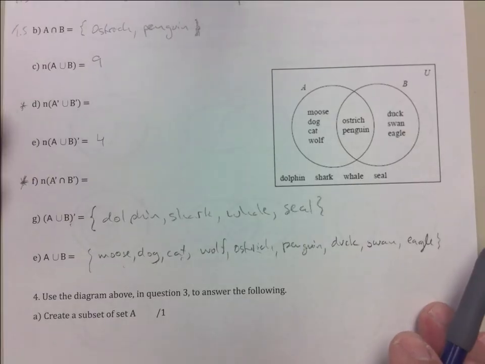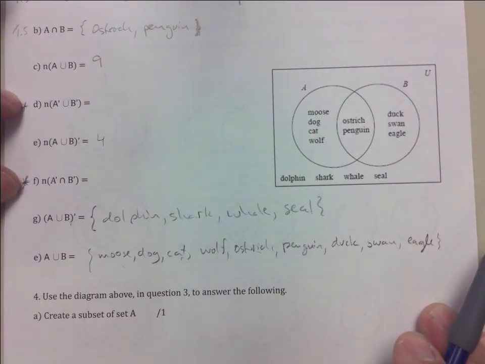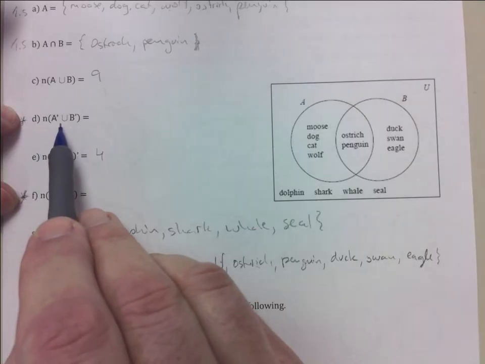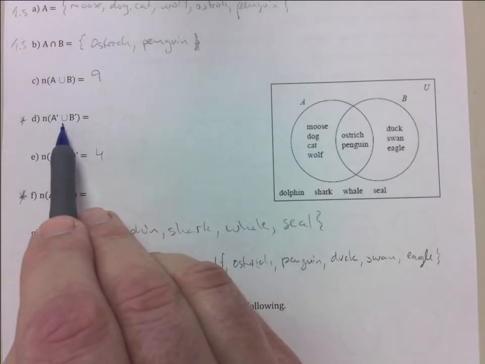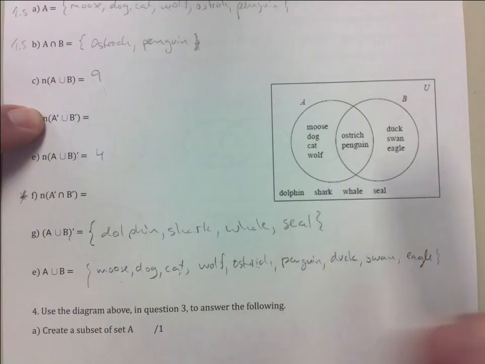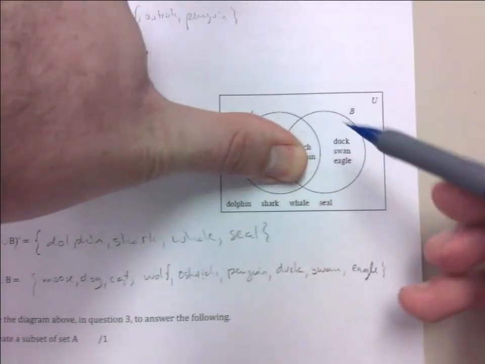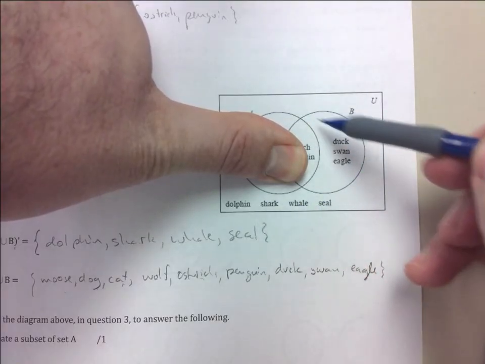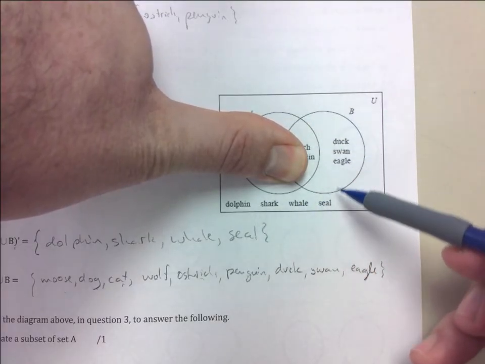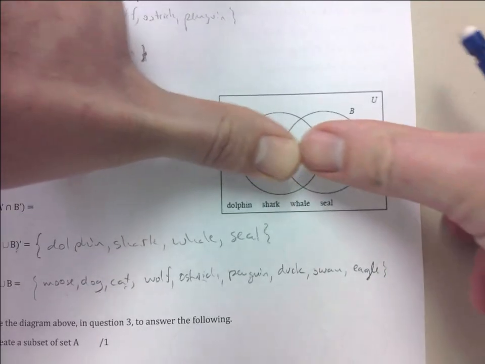So now let's do the tricky ones, these ones here. Union means include everything that both sets have, right? Just include everything, but don't double count. So what's not A? Not A is all of that, right? So you want to combine this with not B.